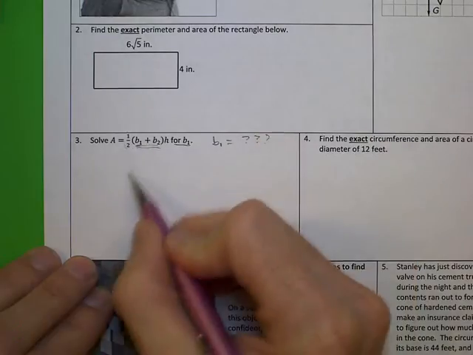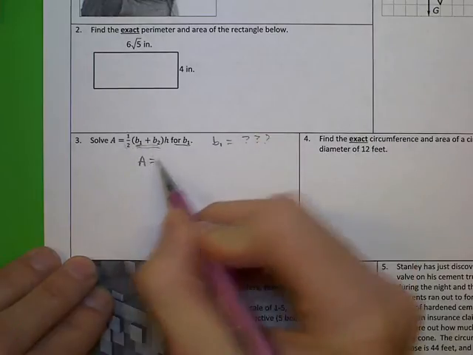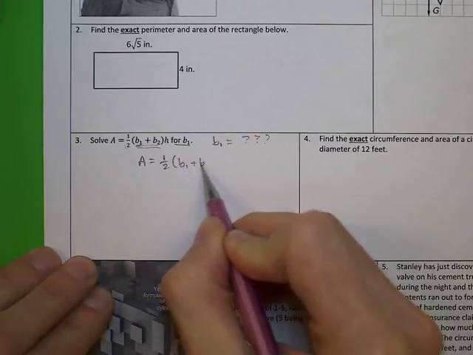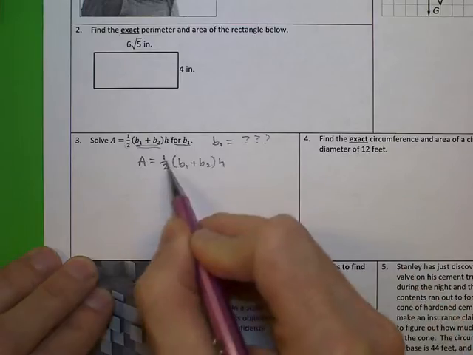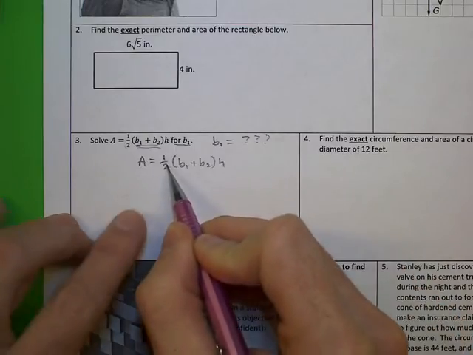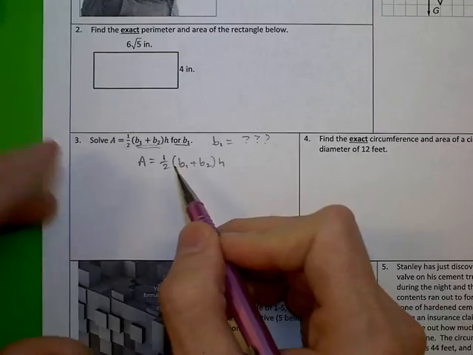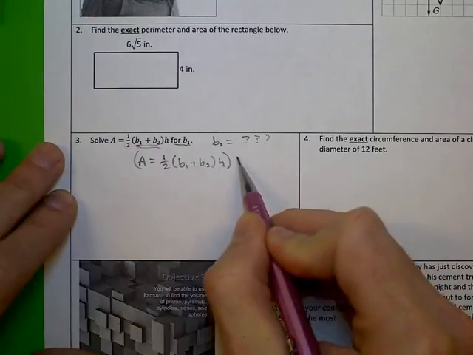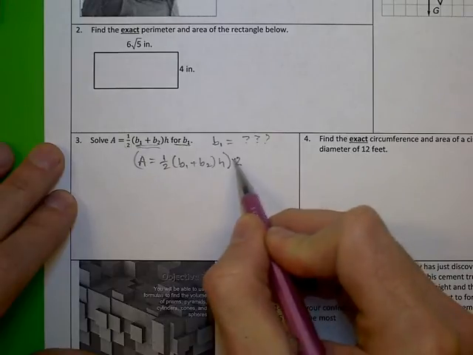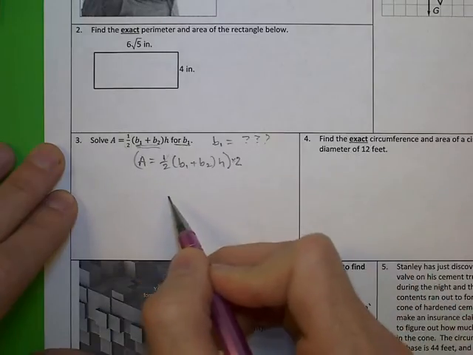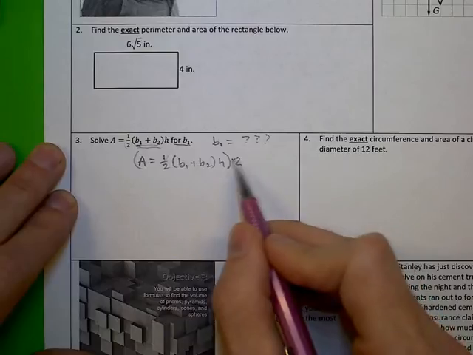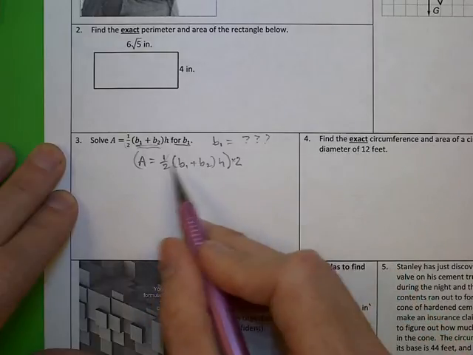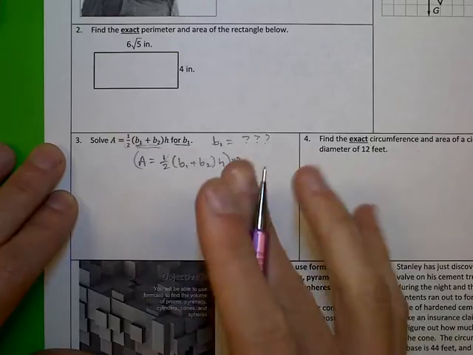To get rid of the 1/2, let me go ahead and just write the equation down again. A equals 1/2, B sub 1 plus B sub 2, times the height. I want to get rid of the 1/2. When we get rid of fractions, we just basically multiply by the reciprocal here. So we're just going to multiply both sides by 2. So when I multiply by 2, then this 1/2 is gone. I don't multiply it times the parentheses. I don't multiply it times h because this is just straight multiplication, and the 1/2 and the 2 completely cancel.